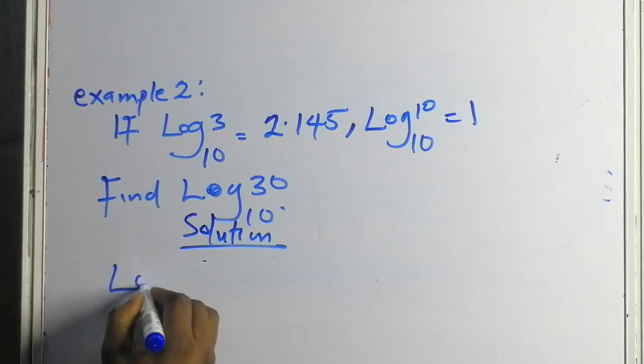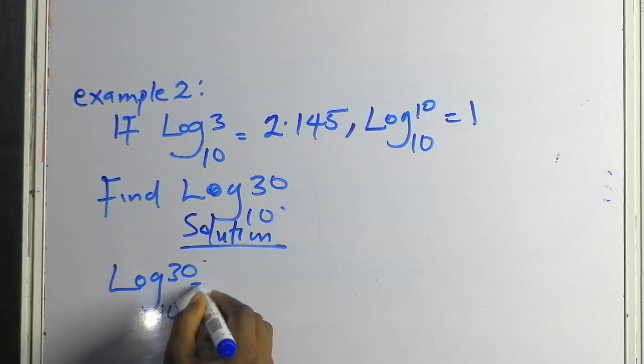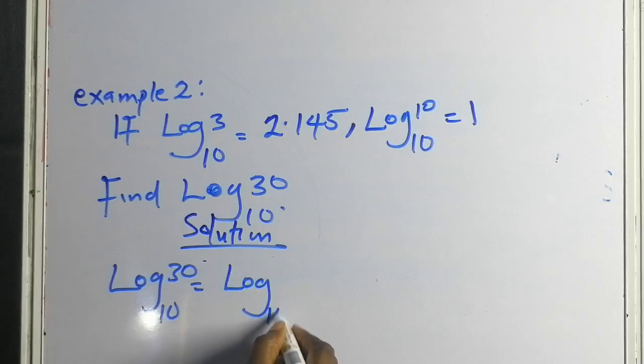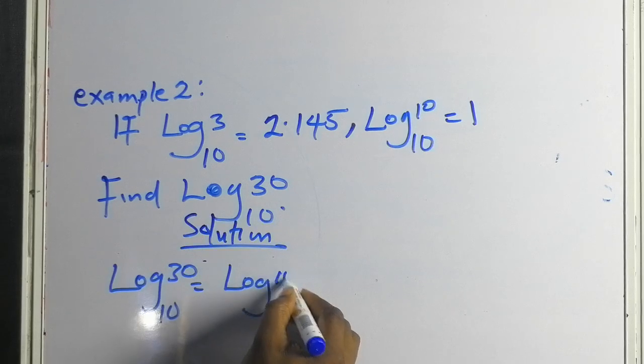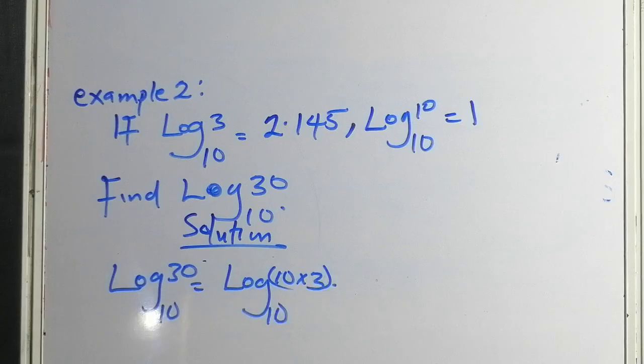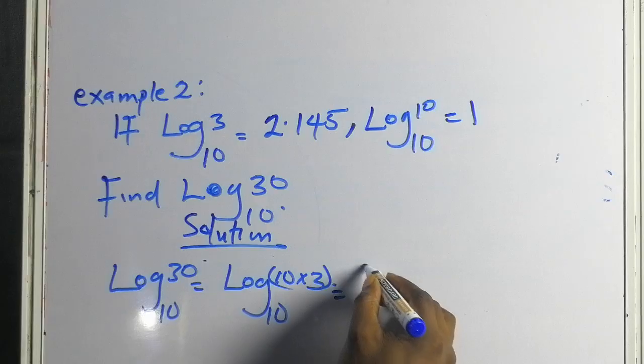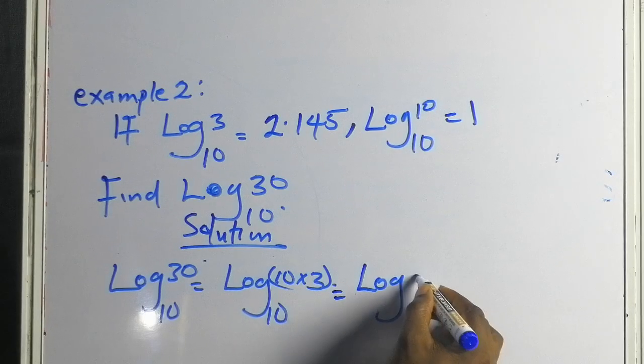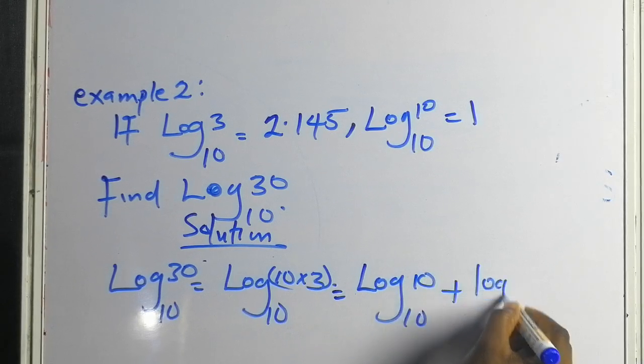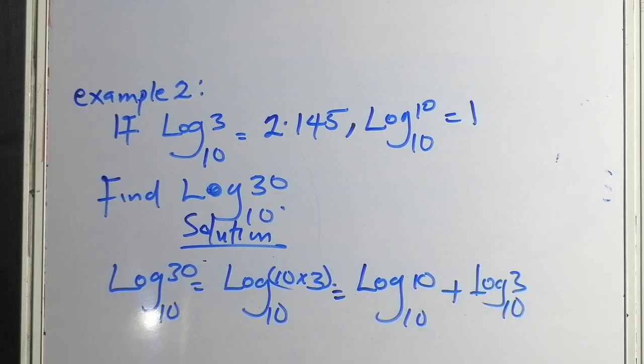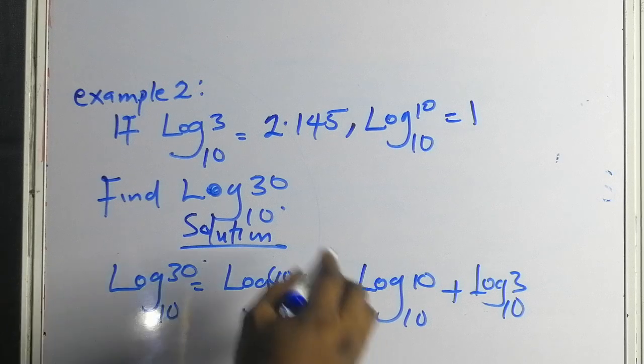So in this case, the solution: log 30 base 10 is the same thing as saying log of 10 times 3. It's as simple as that. 10 times 3 is 30. So at the end of the day, this is as simple as saying log 10 base 10 plus log 3 base 10. So I've given you the value already.